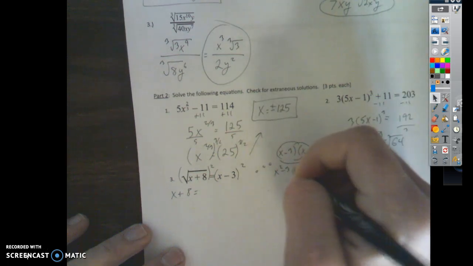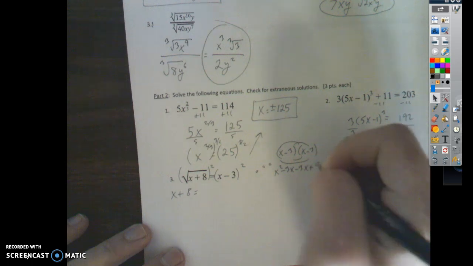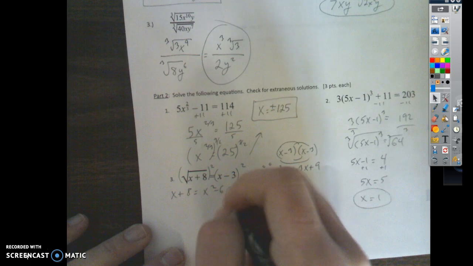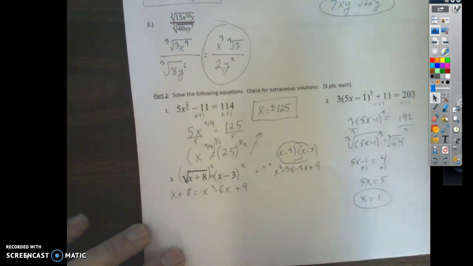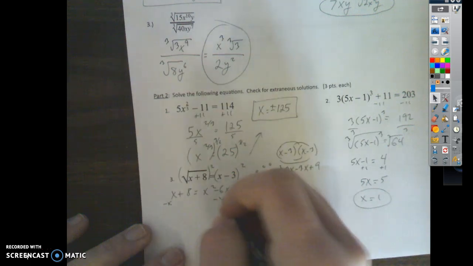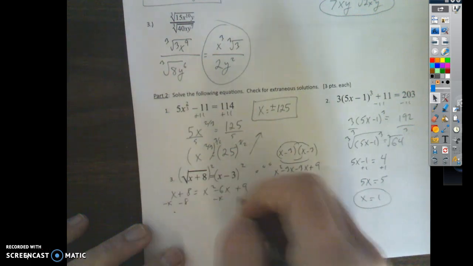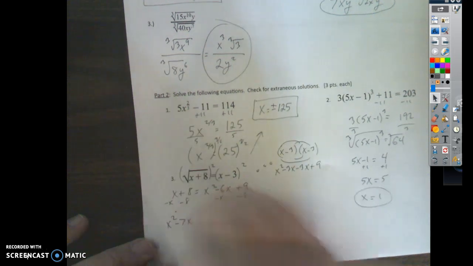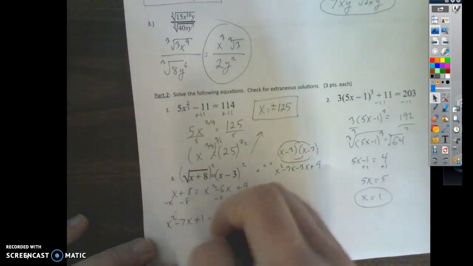Okay? So x squared minus 3x minus 3x plus 9. So that's going to turn into x squared minus 6x plus 9. Cool. Now, I'm going to have to subtract x over, subtract x over, subtract 8 over, subtract 8 over. So x squared minus 7x plus 1 equals 0.